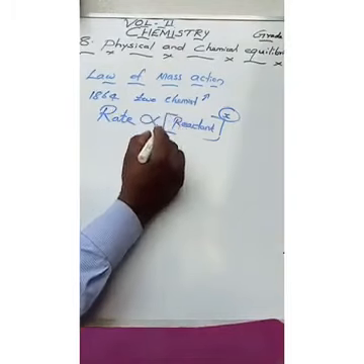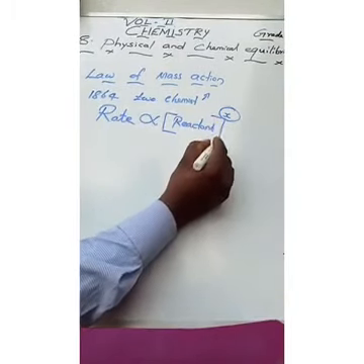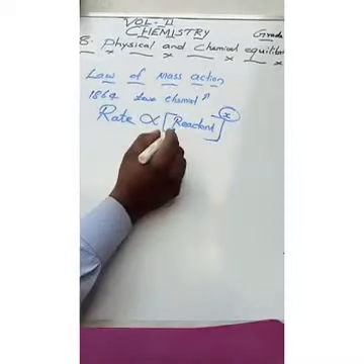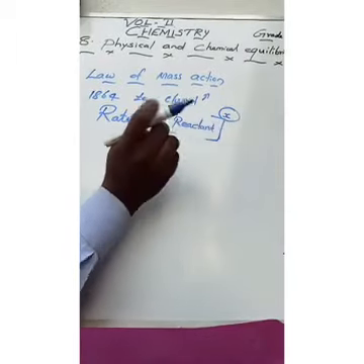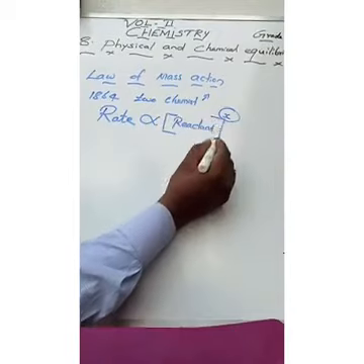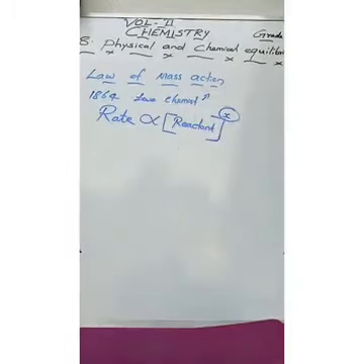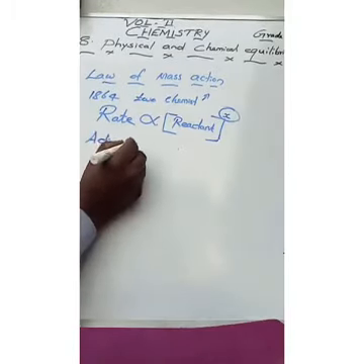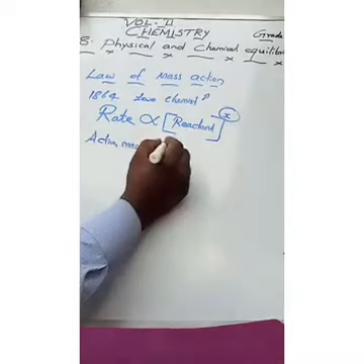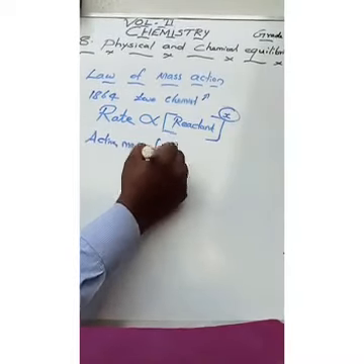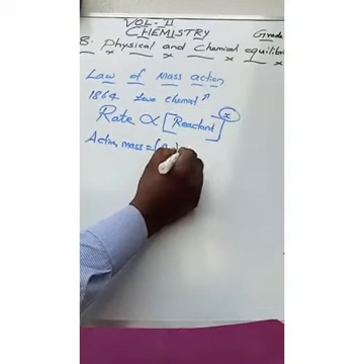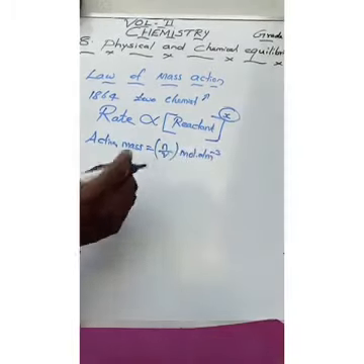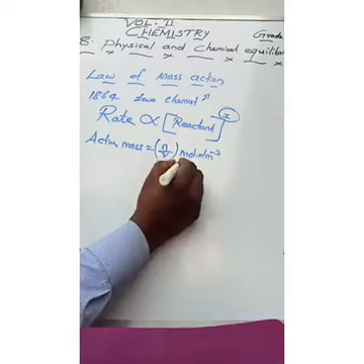And about the square bracket: this square bracket represents the active mass of the reactant, that is, the concentration. How to write the formula for active mass? Active mass is equal to n divided by V, in mole dm^-3 or mole liter^-1. This is the formula: number of moles divided by volume V.